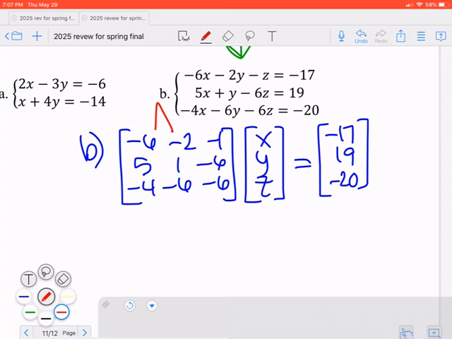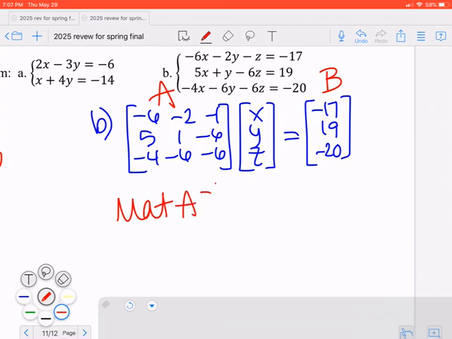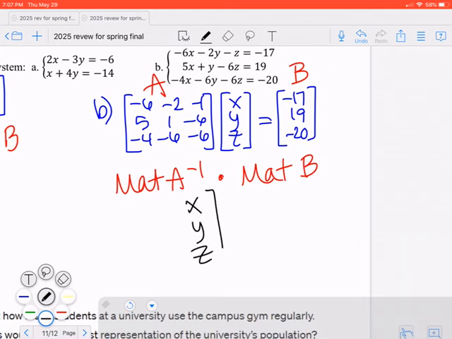And again, make that one matrix A, this one matrix B. And then we type mat A inverse times mat B. And we get x is 2, y is 3, z is negative 1.